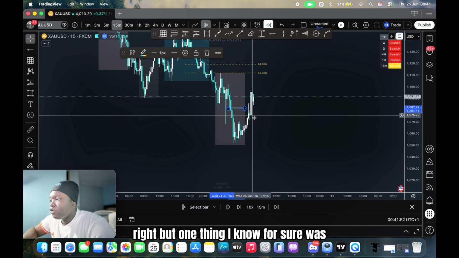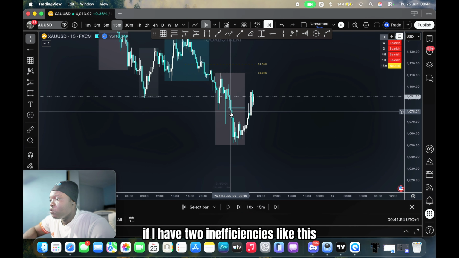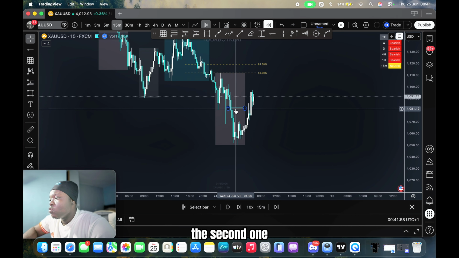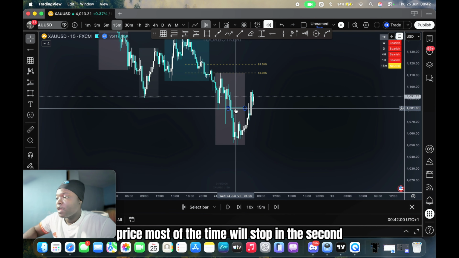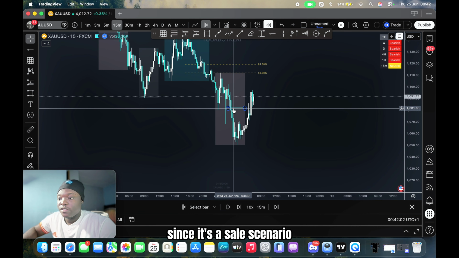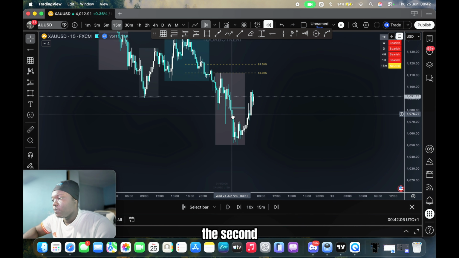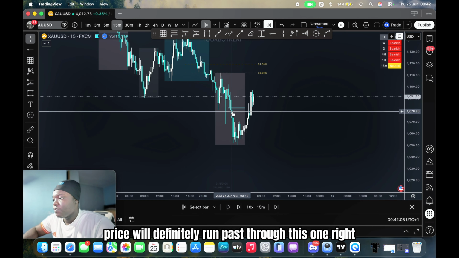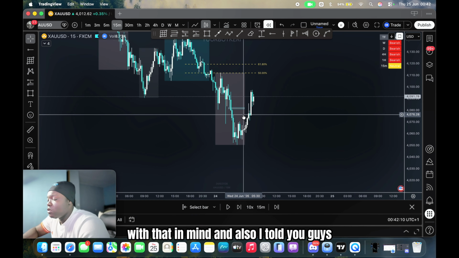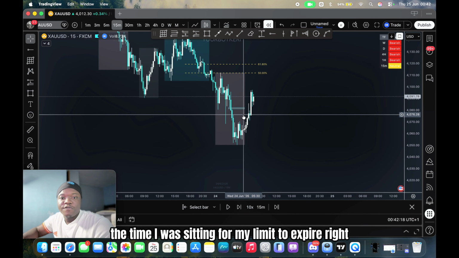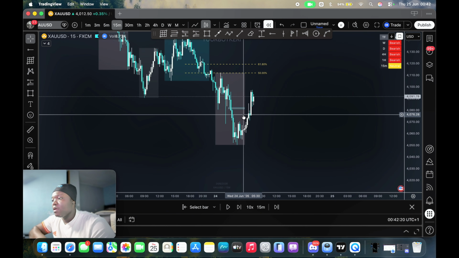The one thing I know for sure is that if I have two inefficiencies like this, since it's a sell scenario, price will definitely run past the first inefficiency that was created before the second. With that in mind, and I also told you guys I missed a lot of setups last time because of the time I was setting for my limit to expire.